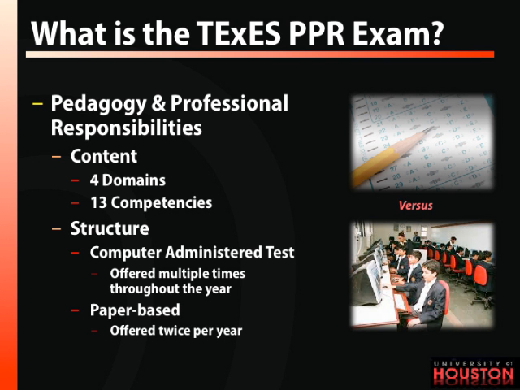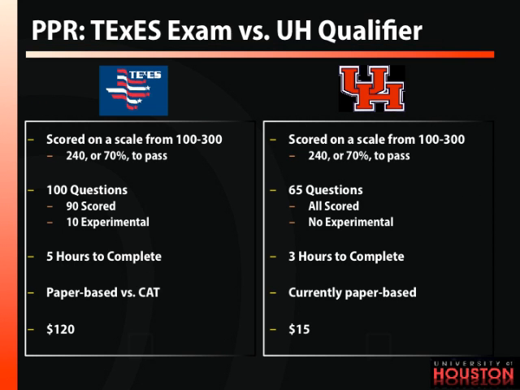You have 2 options regarding the administration of the PPR exam: paper-based or computer-administered. The paper-based option is offered twice throughout the calendar year, and the computer-administered test is offered at various times throughout the year. In order to take the state exam, however, you must first pass the qualifier at the UH Testing Center. As I said, in order to take the state exam, you must first pass the qualifier at the UH Testing Center.